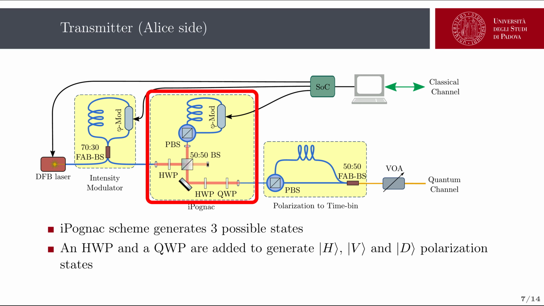At this point, the light polarization is modulated by the polarization modulator I described before. Here, a half-wave plate and a quarter-wave plate are added in order to map the two circular polarized states into the linear horizontal and vertical polarized states with respect to the fiber axis at the output of the system. This is needed for the conversion stage to work.